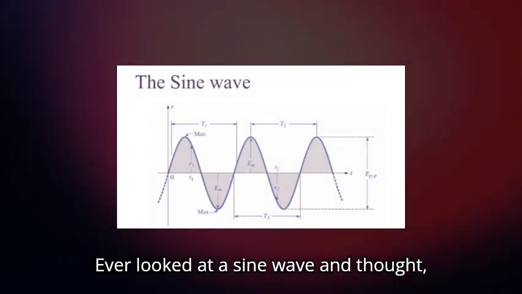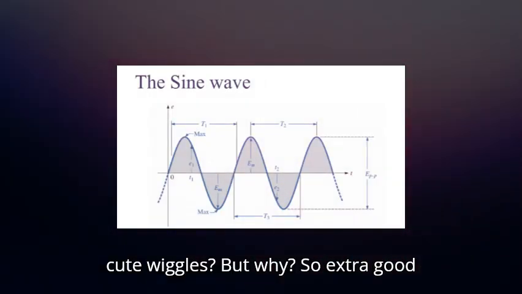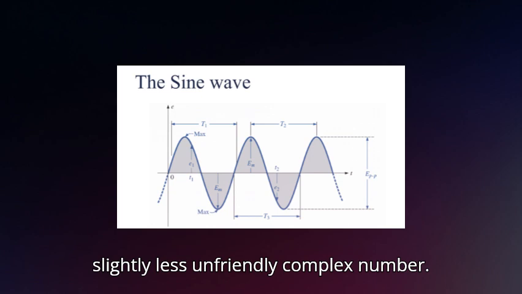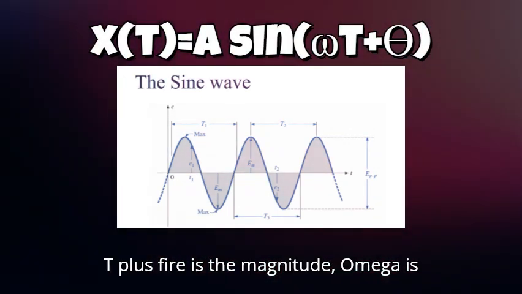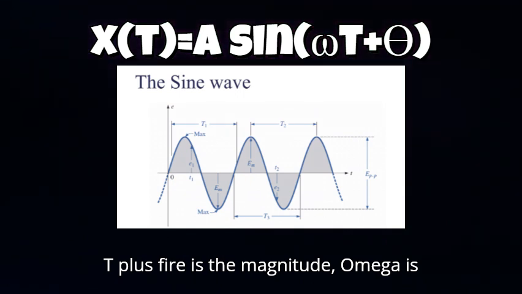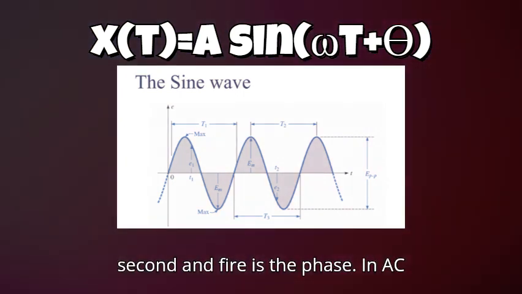Ever looked at a sine wave and thought, cute wiggles, but why so extra? Good news! We can compress it into one slightly less unfriendly complex number. Our star is x of t equals A sine of omega t plus phi. A is the magnitude, omega is the angular frequency in radians per second, and phi is the phase.